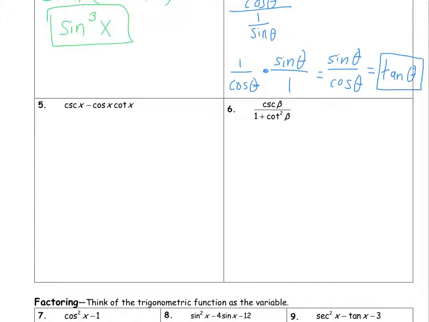What is cosecant? 1 over sine theta. Oh, excuse me, this time we're using x. Minus cosine. Well, you can't really rewrite cosine, right? So it's just cosine of x. And it's being multiplied with cotangent. Cotangent is cosine x over sine x.